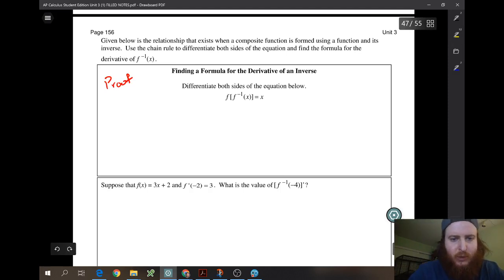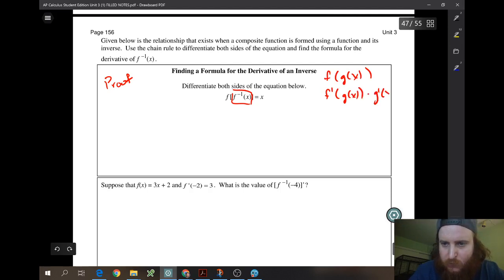So we could take the derivative of both sides. This is chain rule. See how we have f of some box, right? Remember when we did f of g of x? We said it was f prime of g of x times g prime of x, where this is our box. So we're going to be doing that same process.